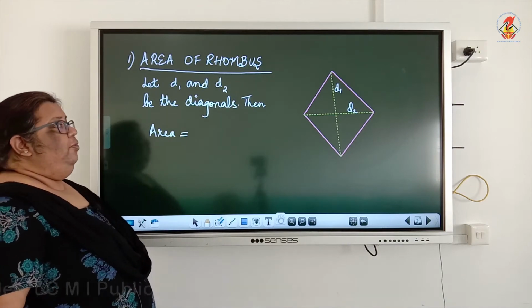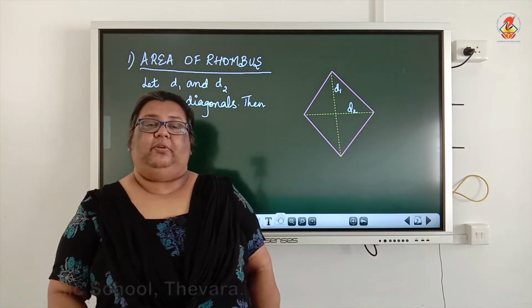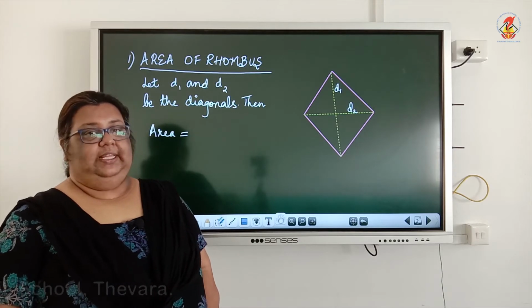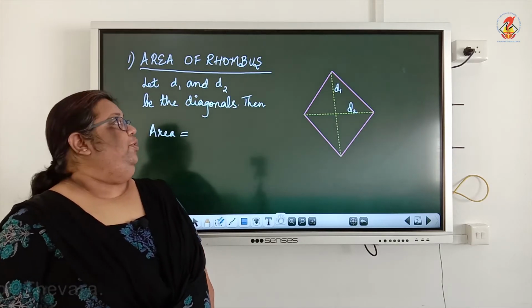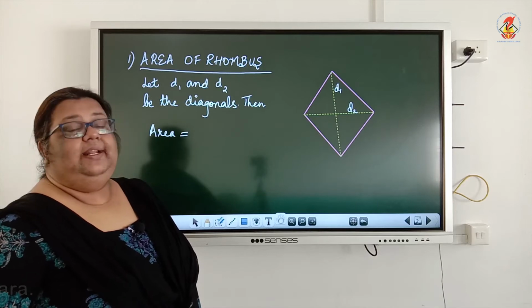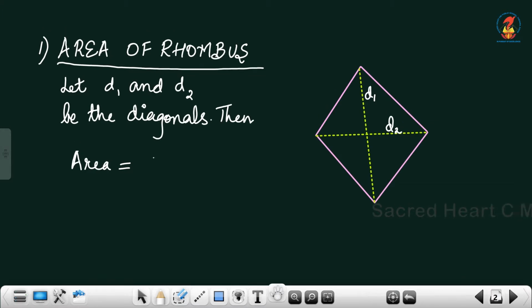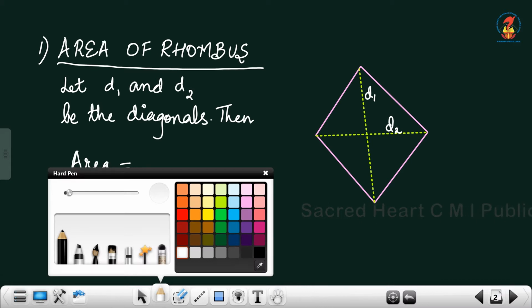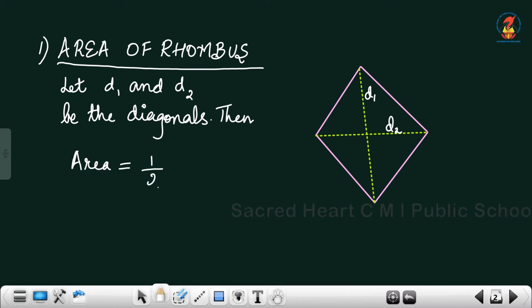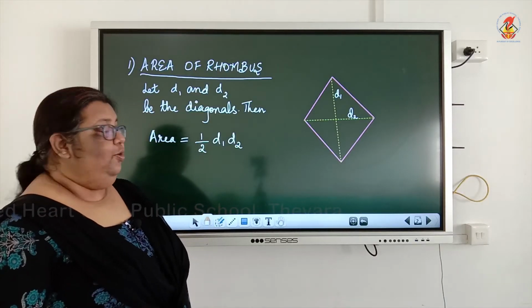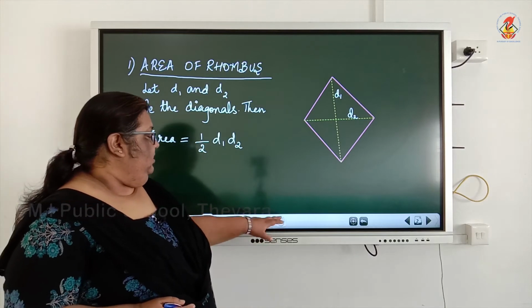First one is area of rhombus. Now you know that rhombus is a quadrilateral with all the four sides equal. There are two diagonals for a rhombus. We are going to mark the diagonals as D1 and D2. Then the area is given as half D1 D2. So area of a rhombus when the diagonals are given is A equals half D1 D2.